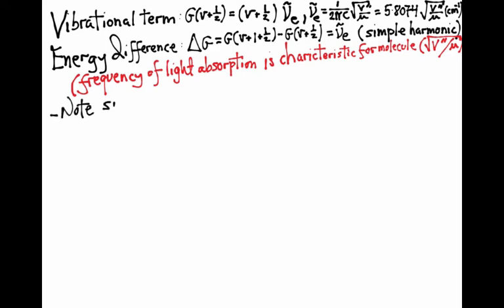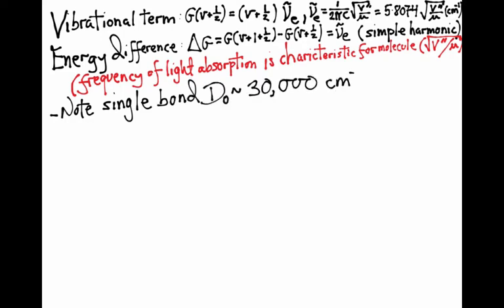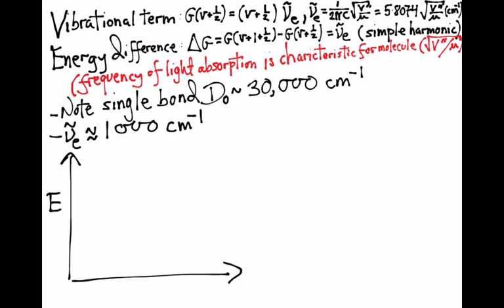So another thing to note is that, speaking of strengths and stiffnesses of bonds, a characteristic bond strength for a single bond is about 30,000 wave numbers. And we compare this to a typical equilibrium bond energy of about 1,000 wave numbers. So let's start to look at what a bond might actually look like. So let's start to move a little bit away from the simple harmonic oscillator.